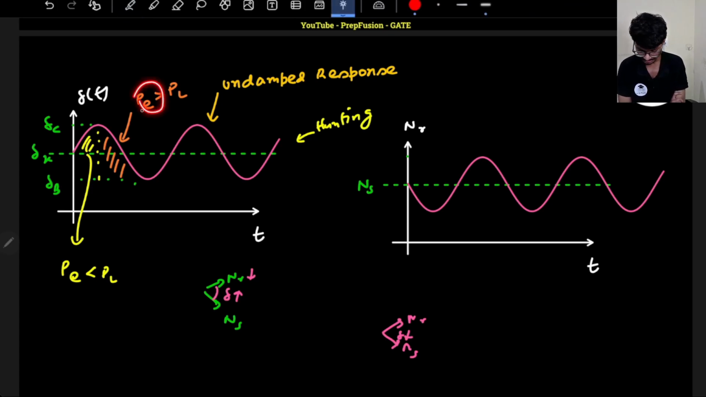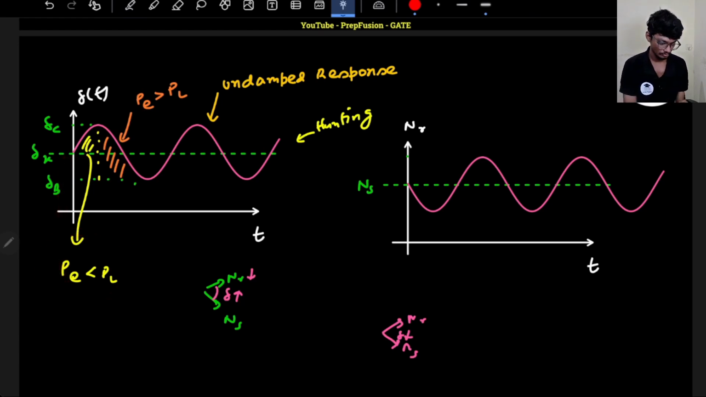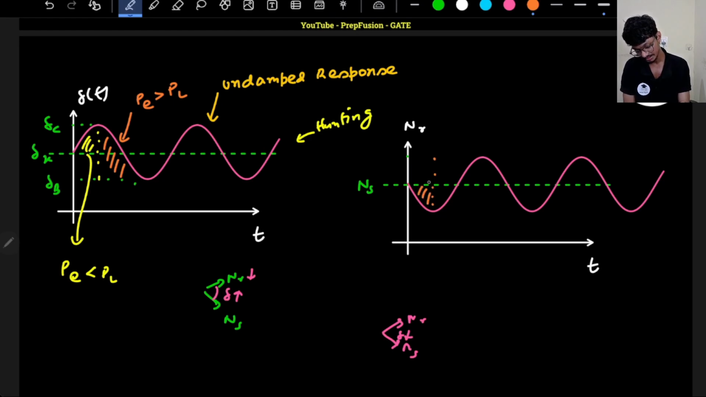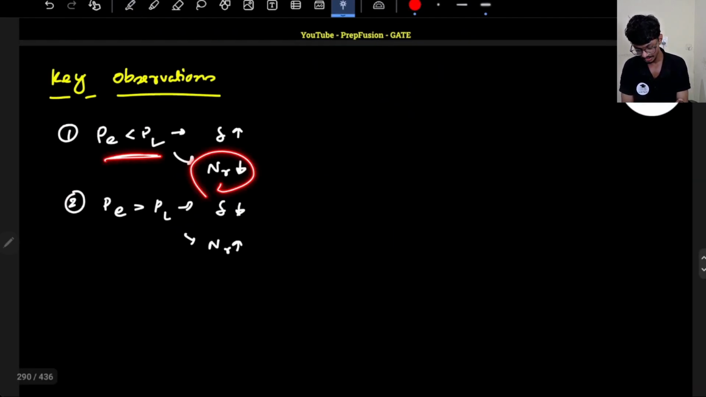So P is greater than PL here, and P is less than PL here. Okay. Now same for here as well. If you see your NS, in this region, your rotor speed is reducing. If your rotor speed is reducing, that means what? When does your rotor speed reduce? When your PE is less than PL.